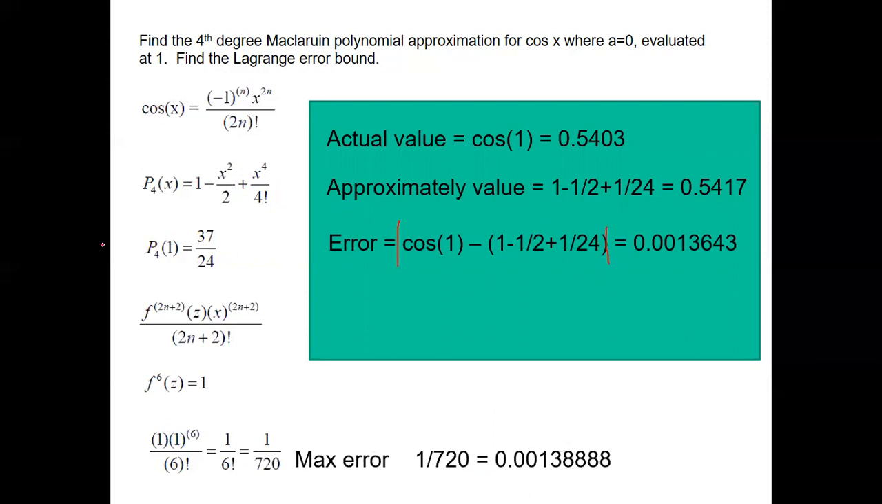So the actual error is 0.0013643, but my estimated maximum error was 0.001388. So therefore it comes in less than that. So my actual error came within the error bound, the maximum predicted error at 1.